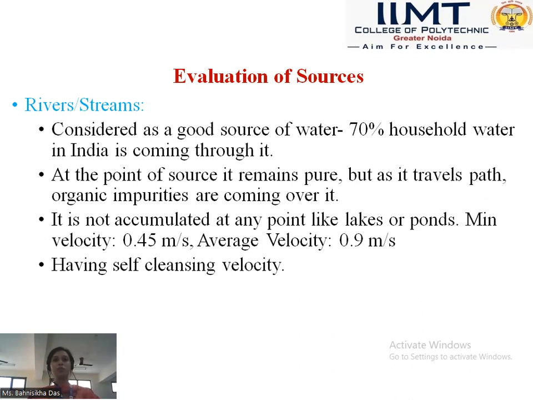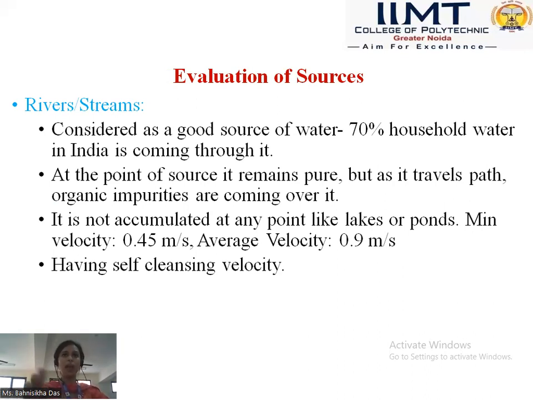Almost 70 to 80% of Indian people rely on river water, because the water here is not stagnant, unlike ponds or lakes. The water keeps flowing, and since it keeps flowing, it flows with a minimum velocity of 0.45 meter per second, which is considered the self-cleansing velocity of water.